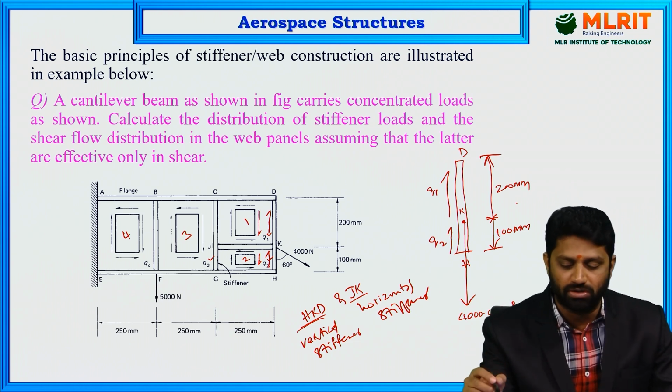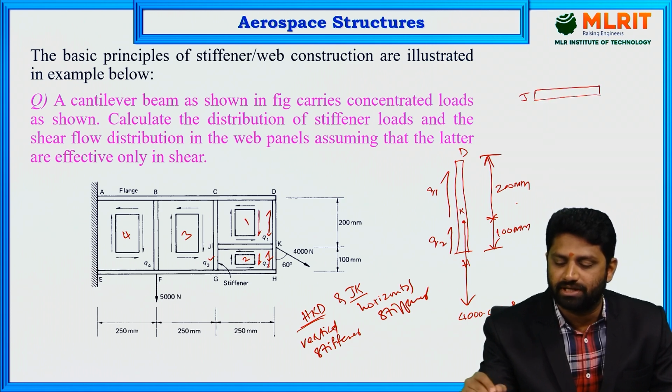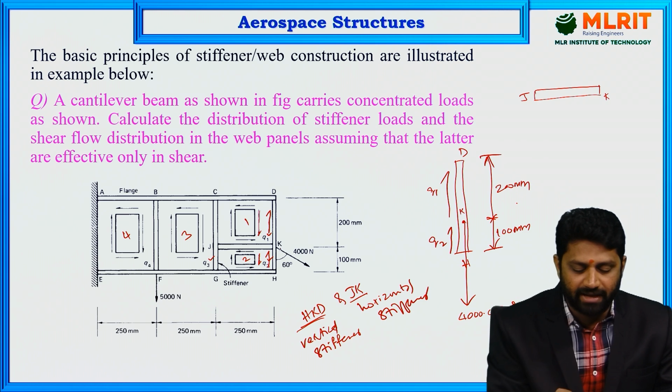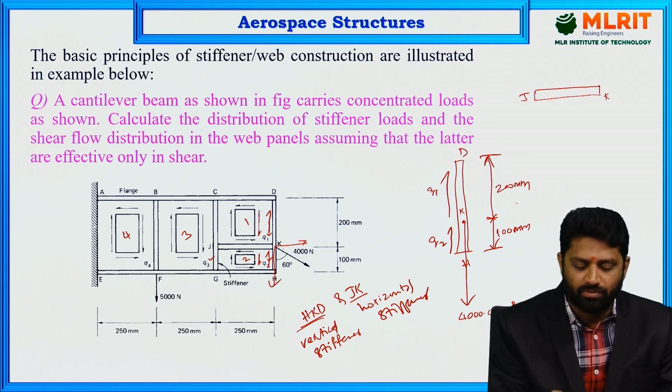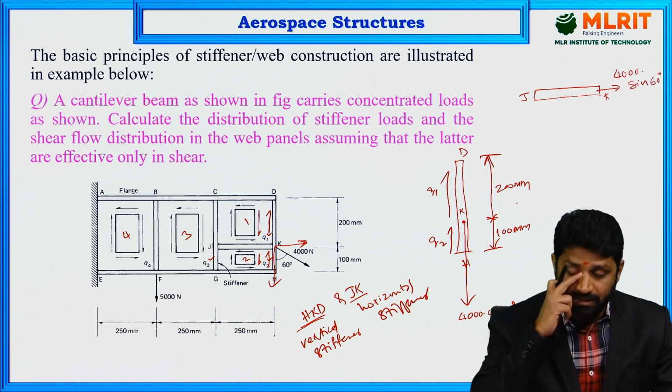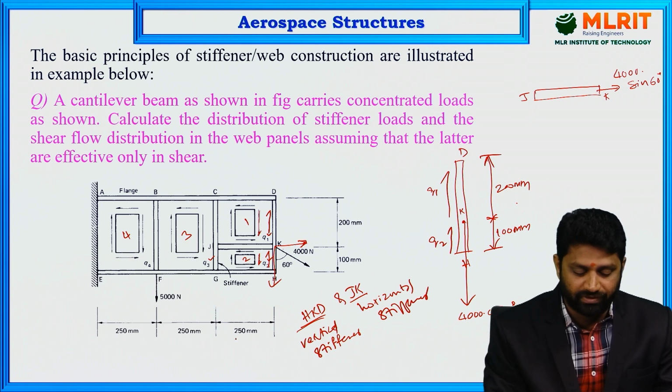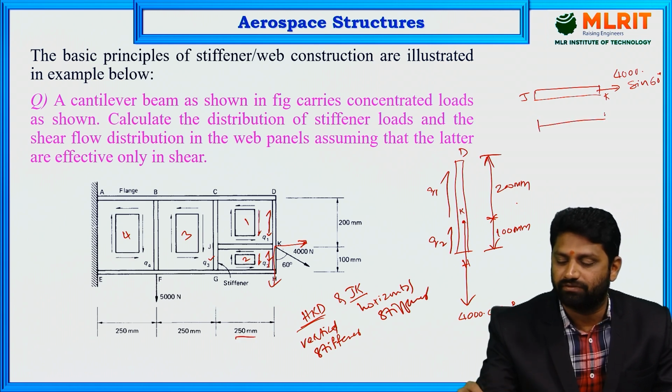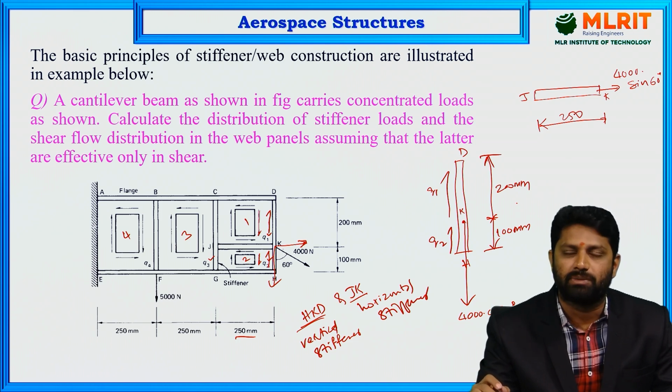Similarly, when you look at JK, this is J and this is K, and at K we know that a component of 4000 Newton acts here. That is a horizontal component, and first let's represent that. The horizontal component becomes 4000 sine 60, and the length is 250 mm, so let's represent the length of that. It is 250 mm. Now we need to represent the shear flow.